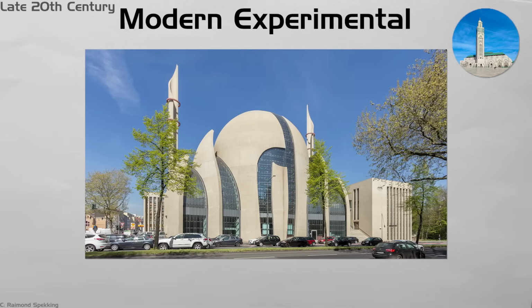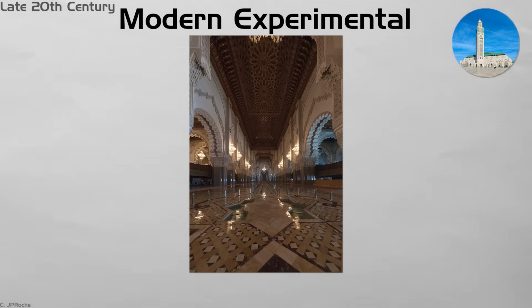Such large-scale construction showcased engineering feats, with retractable roofs and laser-lit minarets pushing the boundaries of mosque design. At the same time, traditional motifs like calligraphy and geometric patterns persisted, keeping ties to heritage.